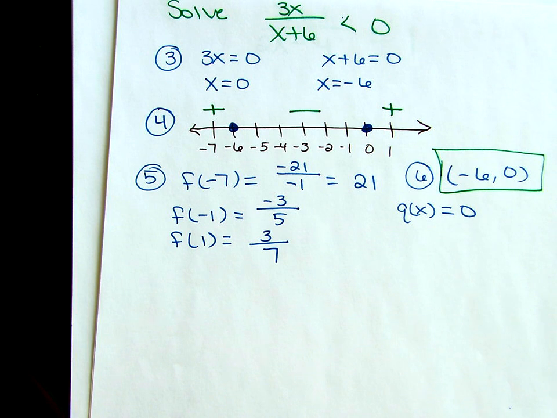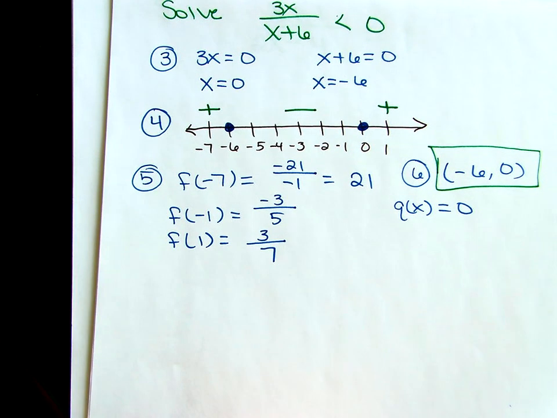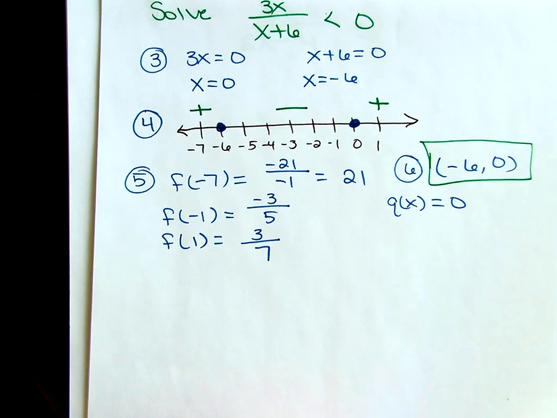Because we don't want any trouble spots. We don't want to divide by 0. We're not allowed to do that. Any questions on this one? One more.